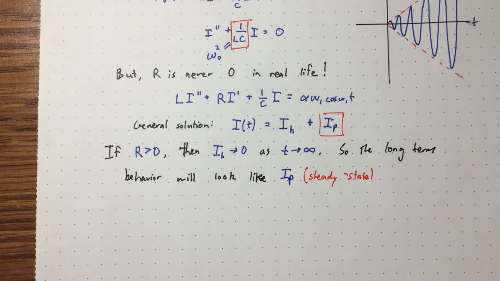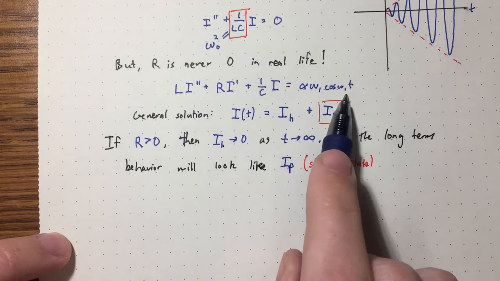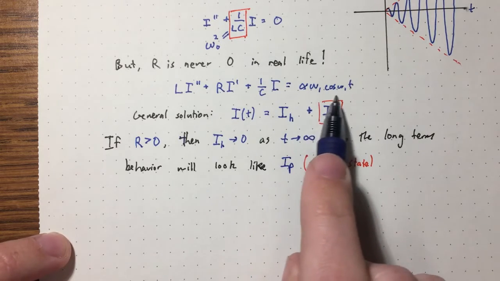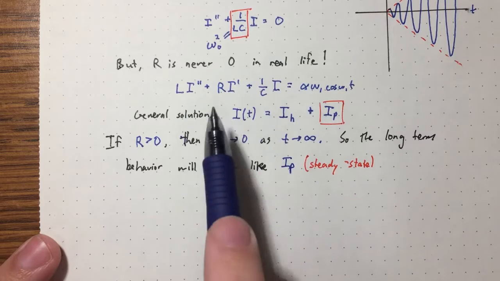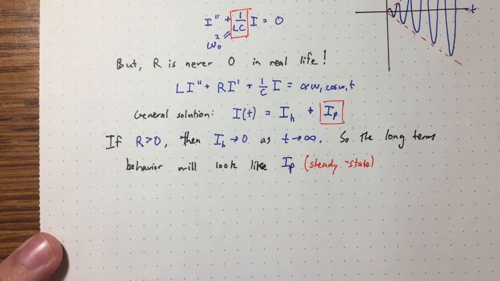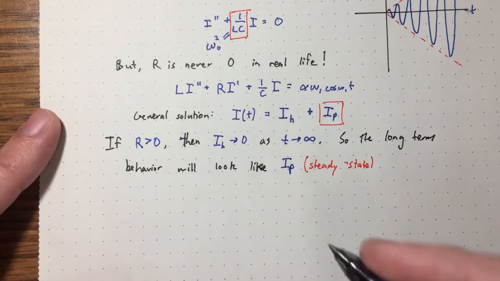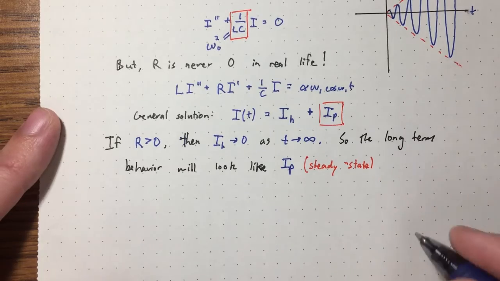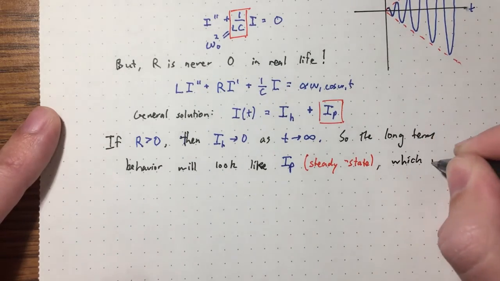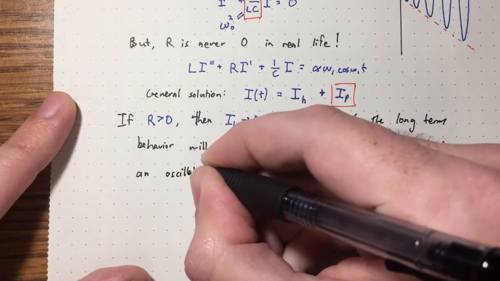Okay, and in particular, what is I_P going to look like for our equation? Well, our guess for I_P is going to involve cosine and sine terms, and that guess will always work because, again, we have some resistance here, so we're never going to get pure sines and cosines for I_H. So in particular, I_P is going to look like an oscillation.